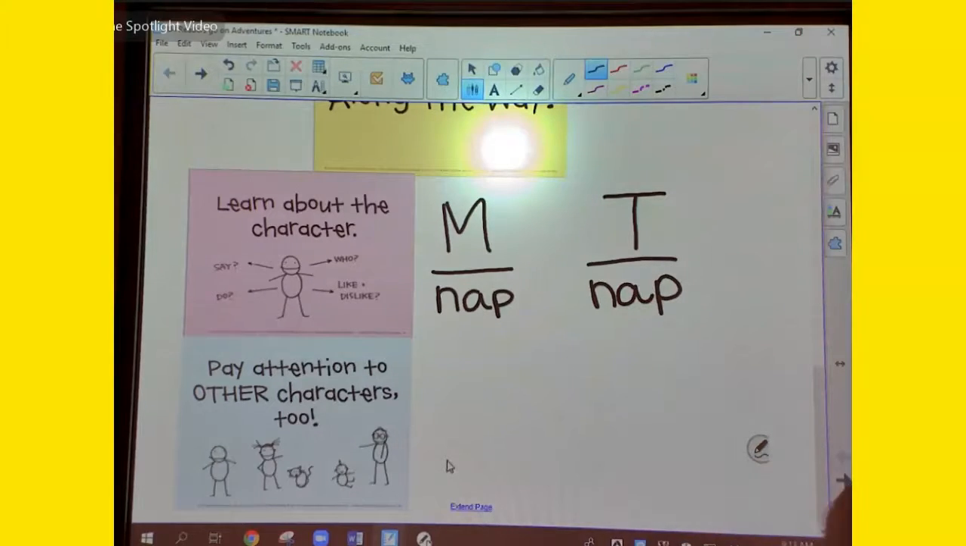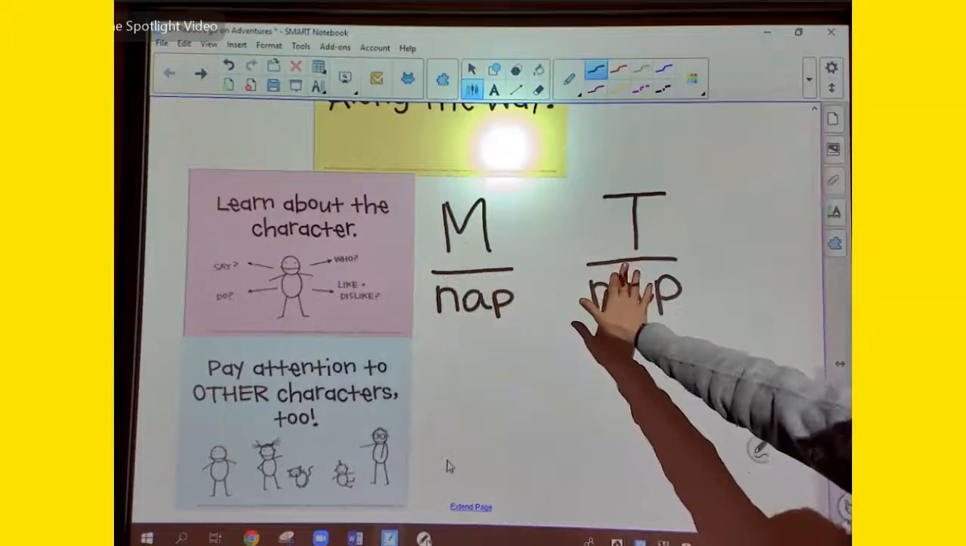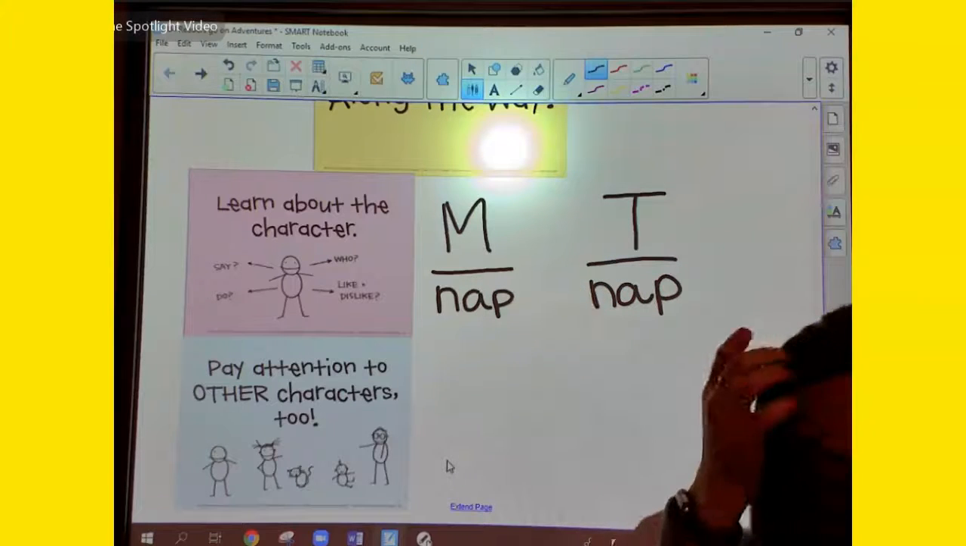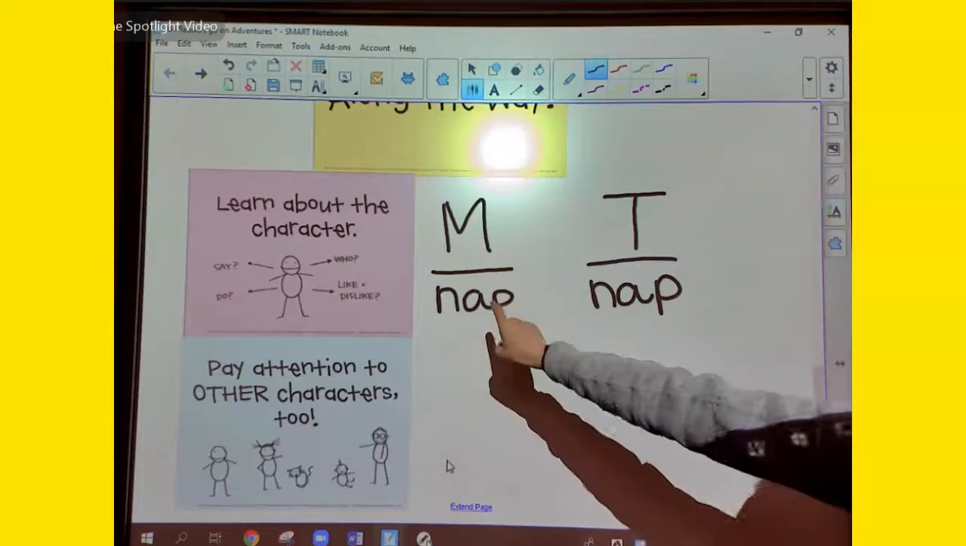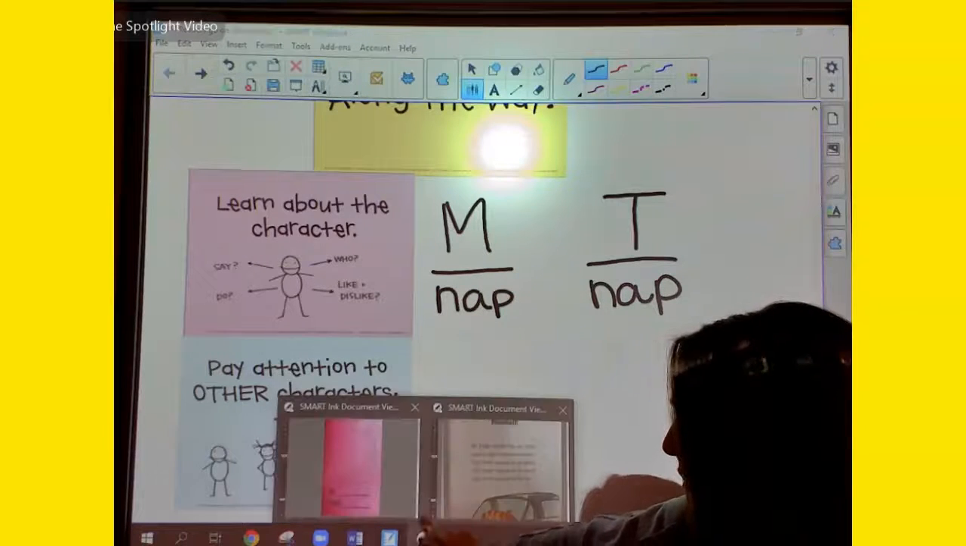So, as we continue to read this book, we're going to be learning even more about Mr. Putter, and I hope we learn some more about Tabby the cat. By learning more about these other characters, we're going to really get to know Mr. Putter. Let's go back to our story and read the next page.